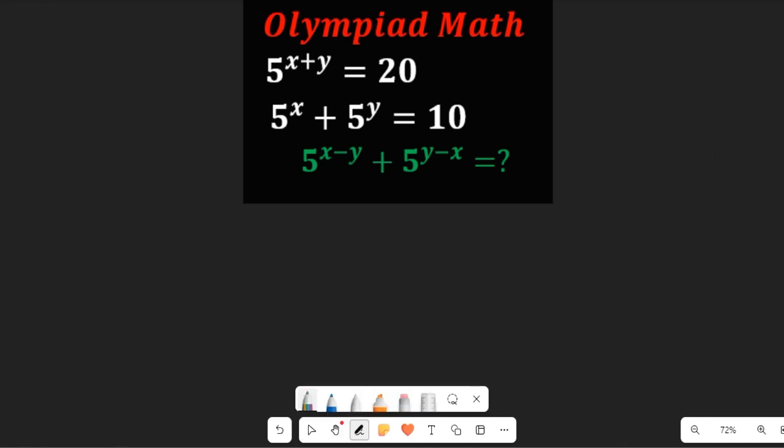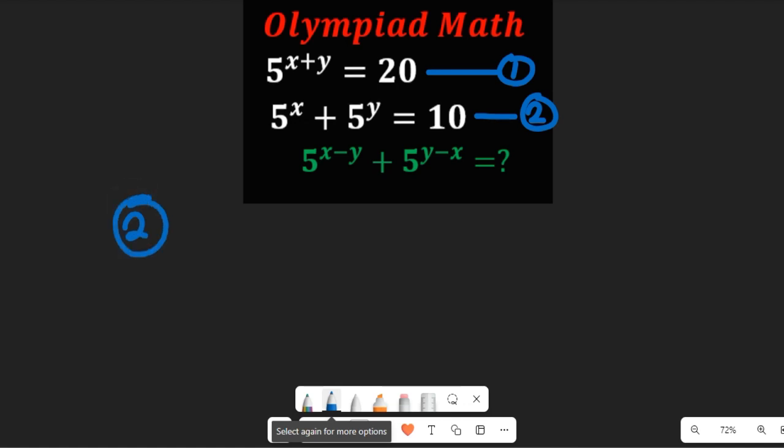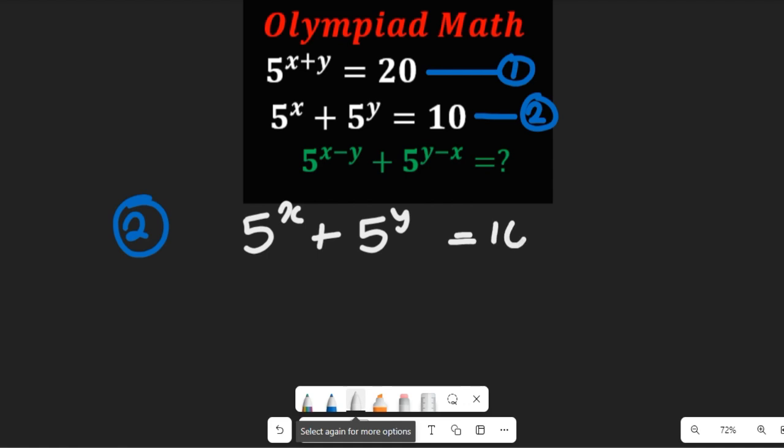Now, to solve this question, first of all, I'm going to assume this to be expression 1, and I'll assume this to be expression 2. Let's consider the second expression, expression 2. From expression 2, we can find out that we have 5 to the power of x plus 5 to the power of y equal to 10. Then how about if we take the square of this expression? Then we might be making a headway somewhere.